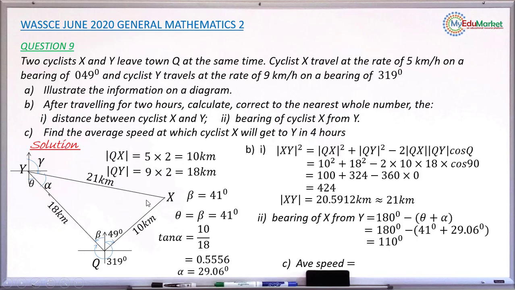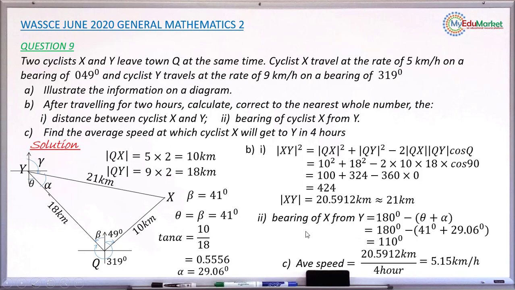But it is this value 20.9512 that we rounded. For the sake of this very question, it's better to use the non-rounded value so that it may not alter your answer here. So you now use the 20.9512 instead of that 21, divided by 4 hours. When you divide this correctly, you now have 5.15 kilometers per hour. This would now be the speed cyclist X must use in reaching cyclist Y in 4 hours. And that answers all the questions.